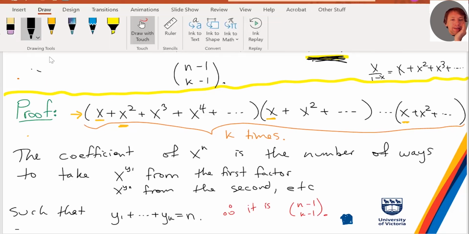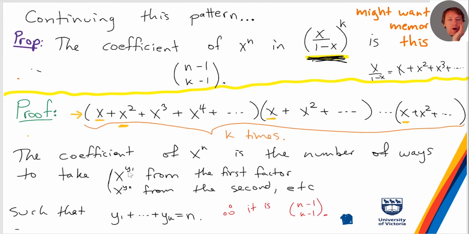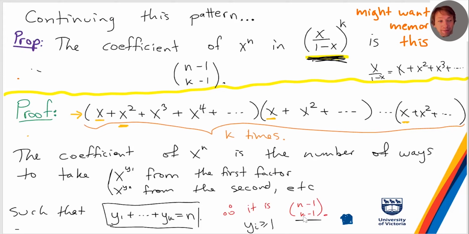If you think about it, this is the same as taking x to the y1, let's say, from the first factor, x to the y2 from the second, and so on, so that the yi's add up to n. So the coefficient of x to the n is equal to the number of integer solutions to this equation, where yi is at least 1, because all of these exponents are at least 1. So the answer is n minus 1 choose k minus 1, because we've already seen that that's how many integer solutions there are where all the y's are at least 1. Okay, I recognize that wasn't the cleanest way of describing this, but are there any questions?